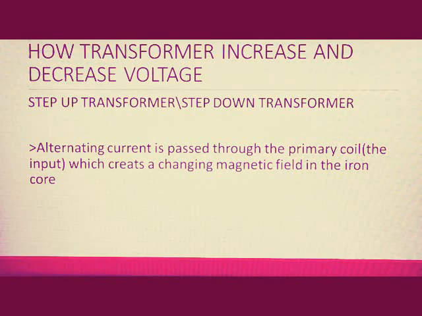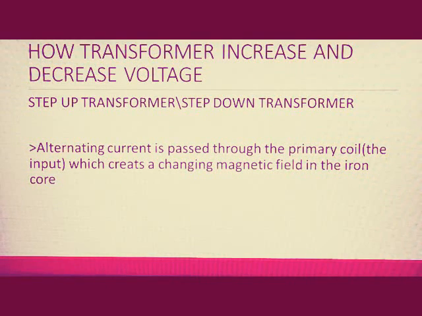Next, how transformers increase and decrease voltage. Transformers are devices used primarily to increase and decrease AC voltage. When it increases the voltage, it is called a step-up transformer. When it decreases the voltage, it is called a step-down transformer. Step-up transformer: alternating current is passed through the primary coil, the input, which creates a changing magnetic field in the iron core. The changing magnetic field then induces alternating current of the same frequency in the secondary coil. A step-up transformer has more turns of wire on the secondary coil, which makes a larger induced voltage.